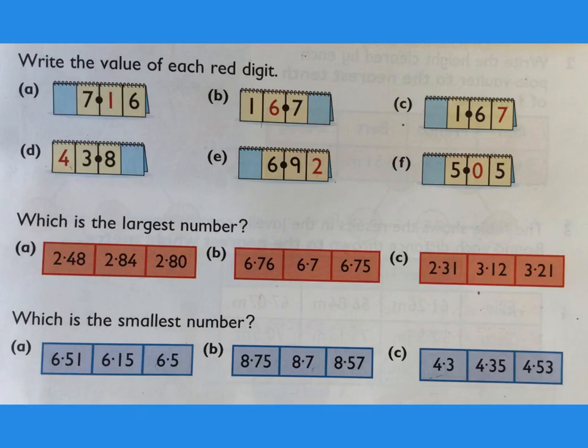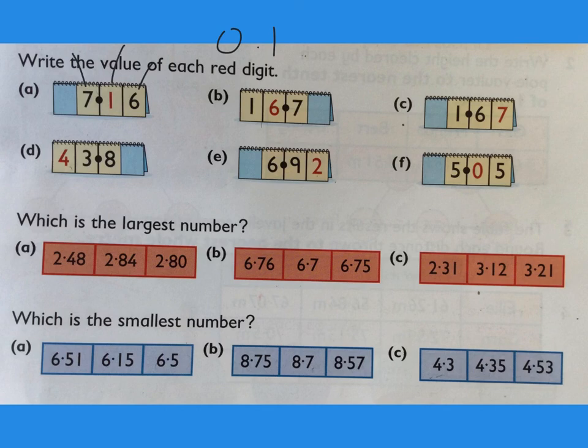So again, we're going to focus on more place values, so finding the value of each digit, but we're also going to look at identifying the largest and smallest numbers within some selections of decimal numbers. So if we look at A to F here in the first series of questions, it says what is the value of each red digit, okay? So if I look at the first one, so this is 7 units, 1 tenth, and 6 hundredths. So what is the value of that red digit? That value is 0.1, okay, or 1 tenth.